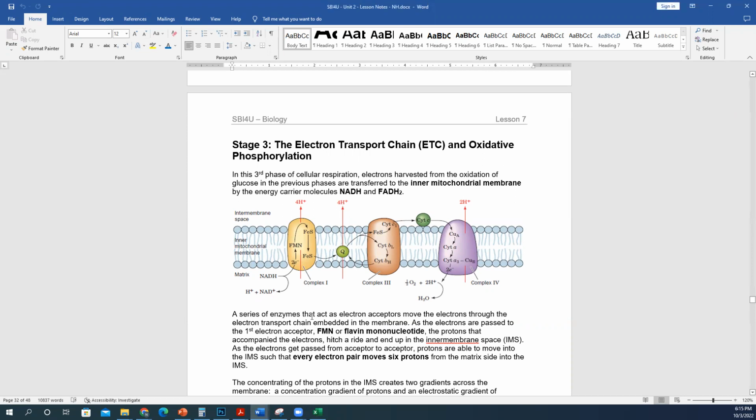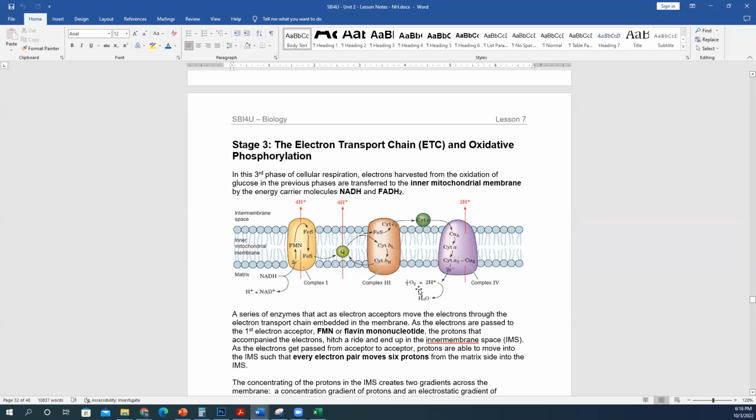These electrons then become transferred to the inner mitochondrial membrane. And this is the inner mitochondrial membrane. Here is the intermembrane space, and here is the matrix side. And these molecules of NADH and FADH2 carry electrons over and pass them along through a series of enzymes that act as electron acceptors and move these electrons through this electron transport chain that is embedded in the membrane.